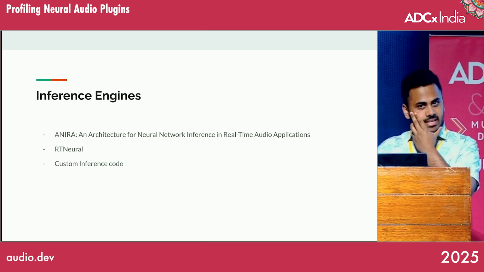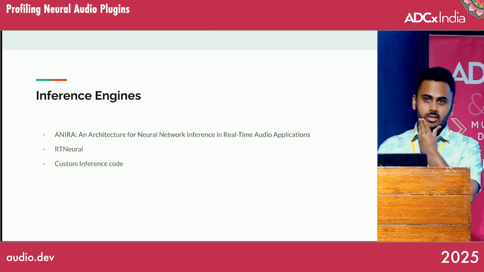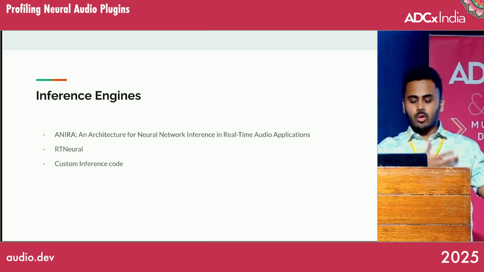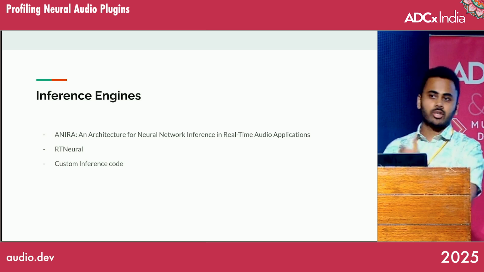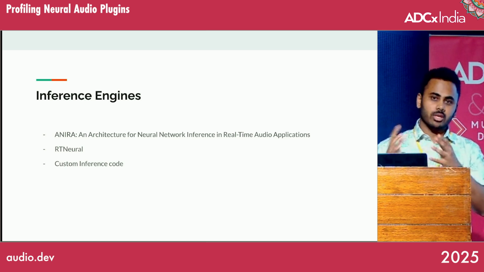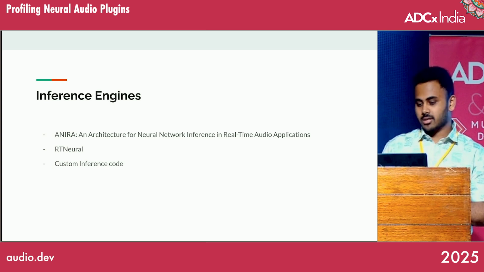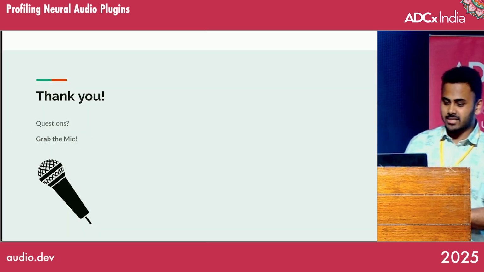In that particular case, you should be taking advantage of profiling, because there are going to be a lot of places where you want to specifically say whether a particular layer is efficient. Let's say you're using RT-Neural: you could use RT-Neural for particular layers, and then write your own code for your custom layers. In that case, again, profiling really comes in handy. So that's pretty much it. Yeah, thanks.